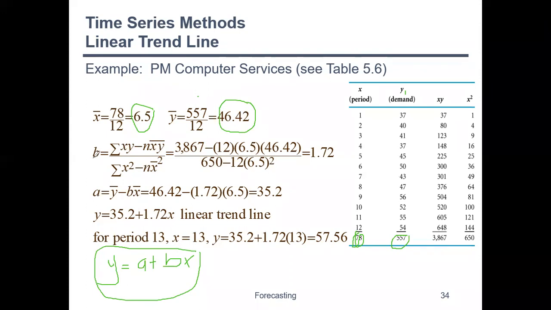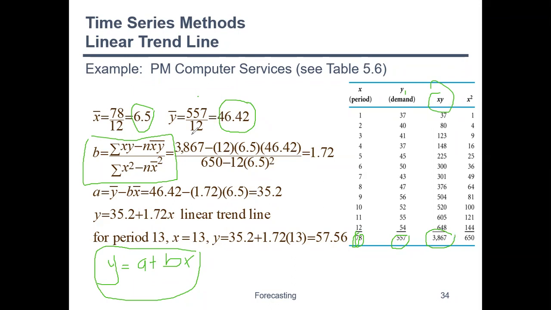Now, once we have our values for X bar and Y bar, we can then proceed to find the value of B. Now, take notice of the formula for B. It's giving us the summation of XY. The summation of XY is 3867.